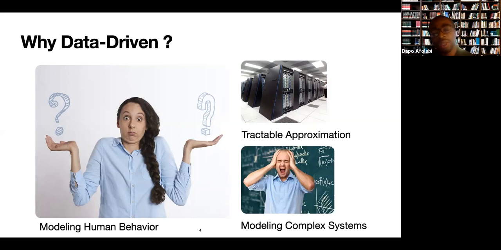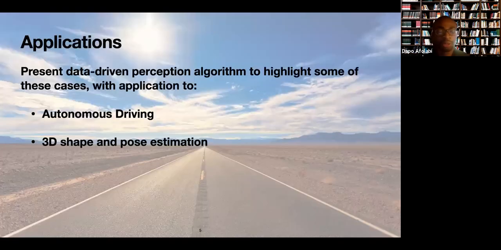Okay, so what I will do, because this is a perception talk, and perception is applicable to many things like I just showed in the introductory slide, is focus on two of these reasons because of time, and I will give application scenarios where we've tried to model human behaviors or give tractable approximations or model complex systems. And I'll talk about perception systems in these examples. And so that's basically going to be the roadmap.